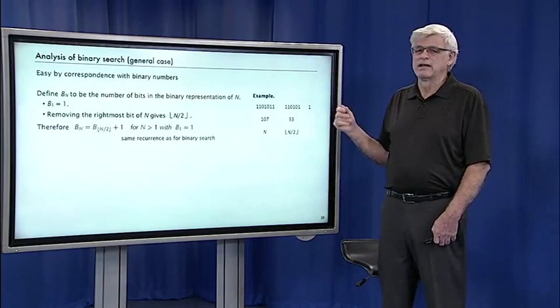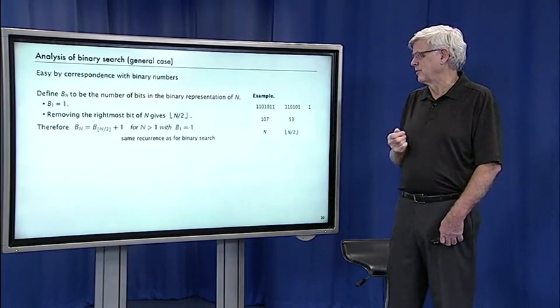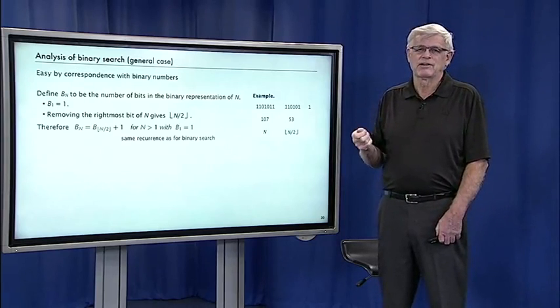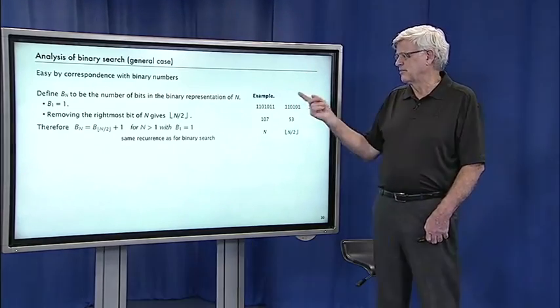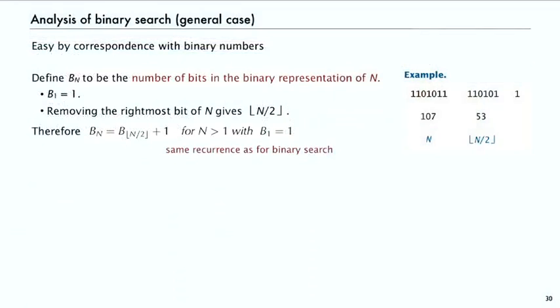But what about the general case when N is not necessarily a power of 2? It turns out to be an easy way to study that case, and that's to develop a correspondence with binary numbers. Let's define b sub n to be the number of bits in the binary representation of n. In this example, n is 107, and it's got 7 bits in its binary representation. You can check pretty easily that what you can do is just remove the rightmost bit. If you remove the rightmost bit, you get floor of n over 2. And you removed 1 bit, so the number of bits in the binary representation of n is the number of bits in the binary representation of floor n over 2, plus the 1 bit.